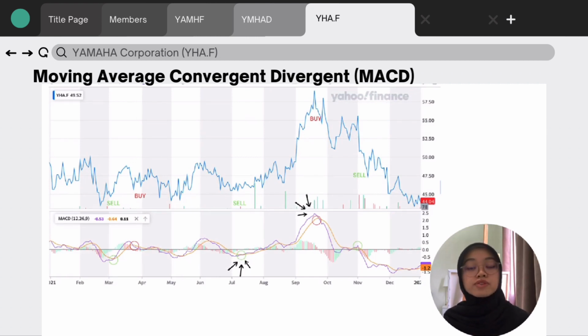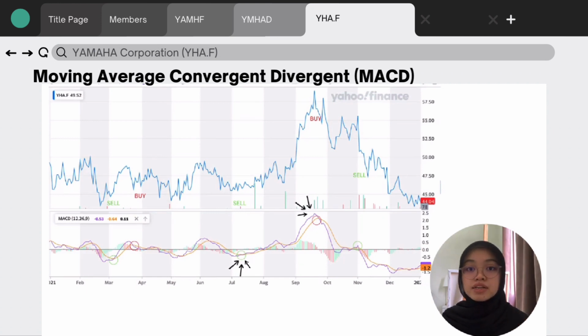In early July 2022, the chart showed that the signal line, in orange, crossed above the MACD line, in purple, which signaled a sell signal to the traders. This sell signal is stronger since the crossing occurs above the zero line level.